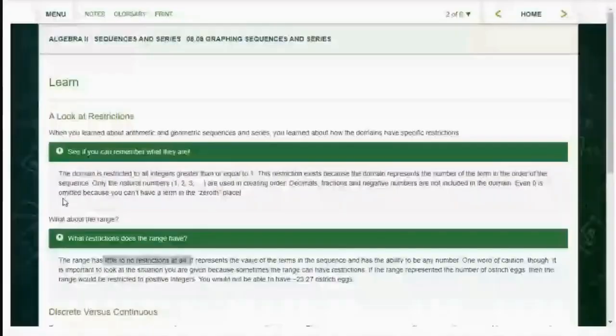So you just have to think about it. That's common sense. If he's collecting eggs, I'm not going to have a 7.681 in my range. It has to be a whole number. It has to be a positive number. So things to think about. Use your head when you have a problem like that.